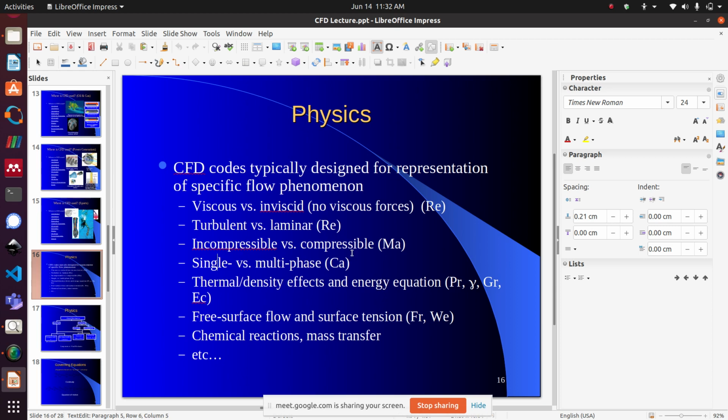Single and multi-phase flow. If you only have one phase, it's called a single phase flow problem. For example, in different industries, usually we can have different types of fluid flowing together, which will not mix with each other and will have different properties.